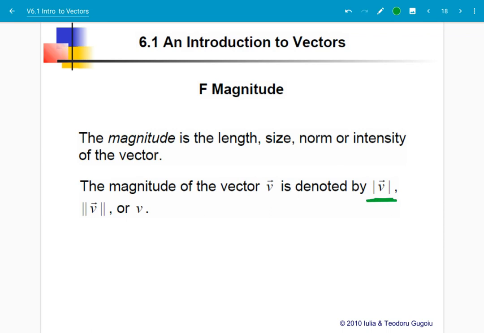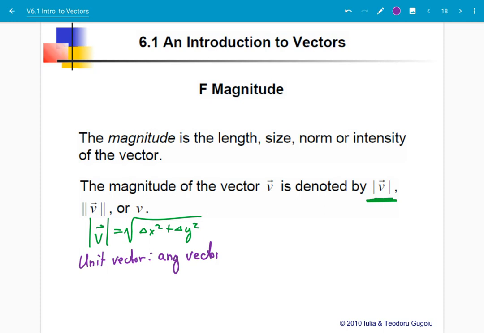But there we go. The formula for the magnitude of vector v is simply the square root of delta x squared plus delta y squared. That is Pythagorean theorem. A unit vector is a vector, any vector, having a magnitude of 1.